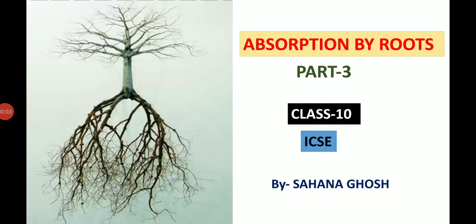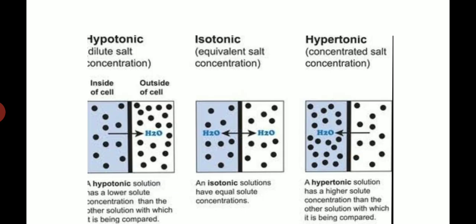Today I am starting a new video and this is the third lesson, that is third part of the topic absorption by roots. So without wasting time, let's get started with the video. So today I will be talking about the tonicity. So there are basically three types of solutions: isotonic, hypotonic and hypertonic solutions.